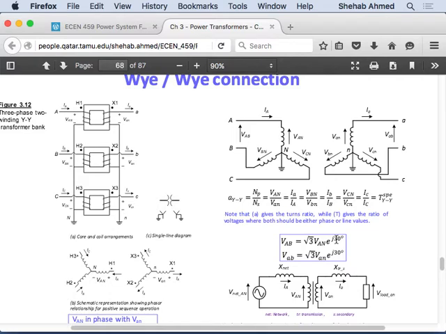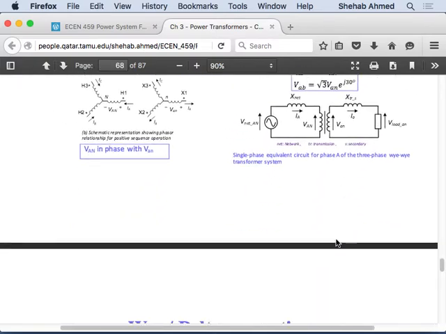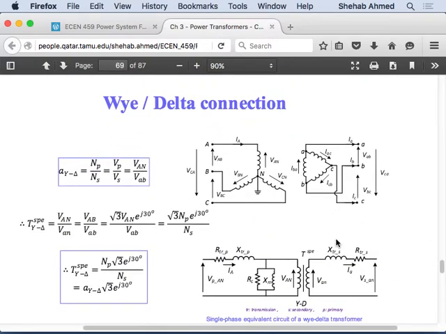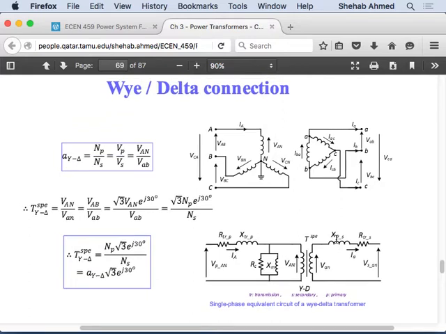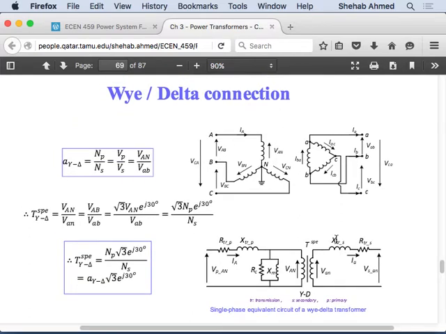So that's the relationship between line voltage and phase voltage that we talked about before. Any questions about the star-star transformer? Same thing with the delta-delta transformer. I'm not sure if we have the figure for that in the slides. But the interesting part comes when we talk about the star-delta or delta-star transformers.